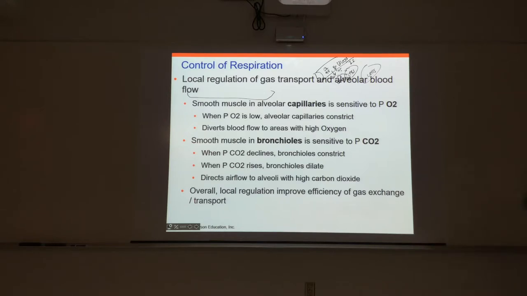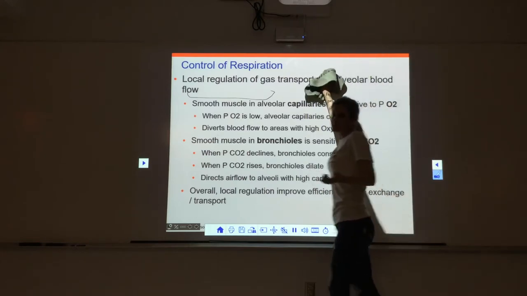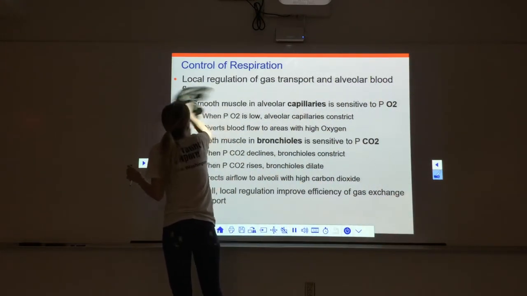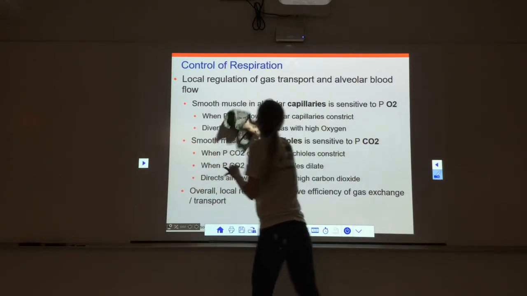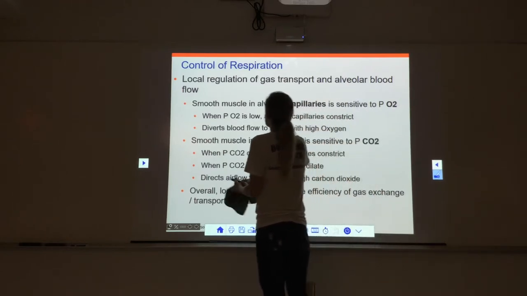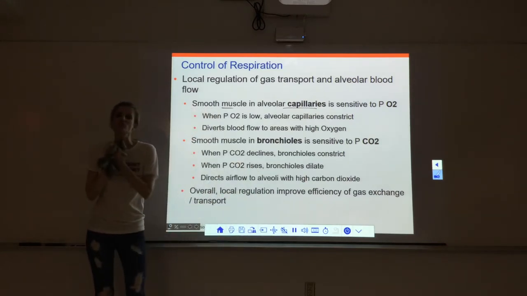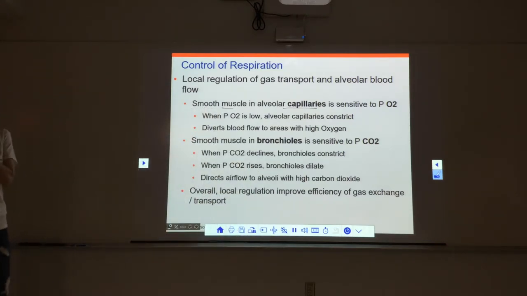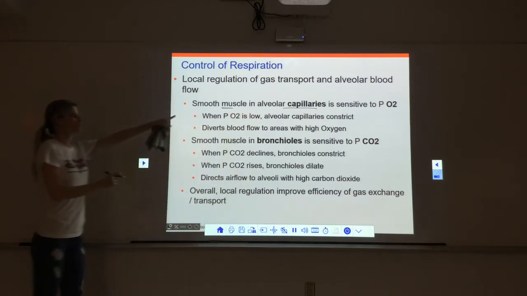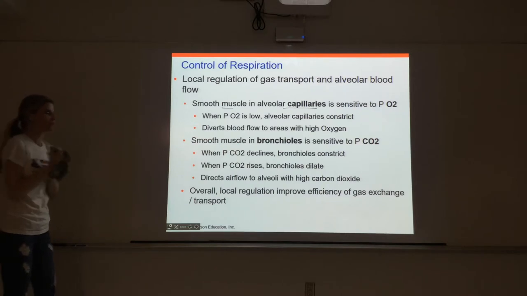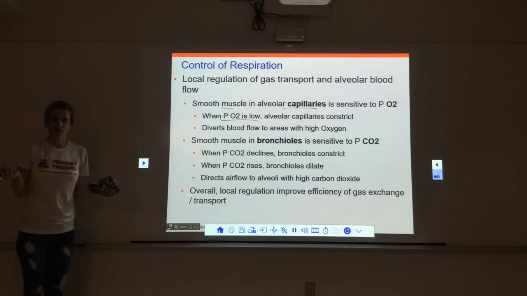Okay, so we said that we control airflow and blood flow locally, in the capillaries and in the bronchioles, in order to maximize the efficiency of our gas exchange. So we see that the smooth muscles in the alveolar capillaries is sensitive to the partial pressure of oxygen. Okay, so we have receptors that are constantly monitoring the partial pressure of oxygen coming in those alveolar capillaries. When oxygen is low, that means we don't have a lot of air in that area, right?